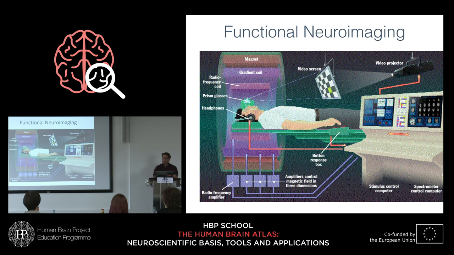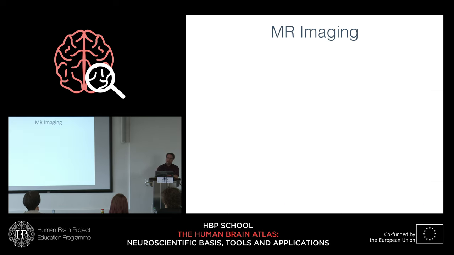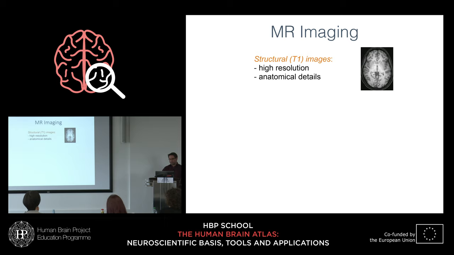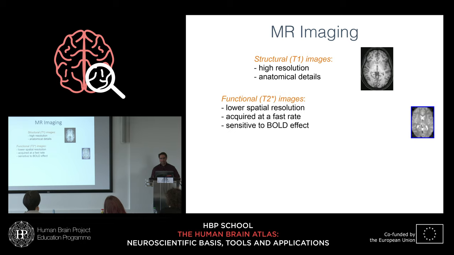Now let's look a little bit deeper at what actually happens. So what we usually do in MRI imaging, or what we can do, is to collect two sorts of images. One is structural MRI. It's usually T1 weighted, most often MPRAGE sequences. They have a high resolution and show anatomical details, but they can't tell you anything about brain function. And the other is functional images, usually T2 star weighted, most commonly EPI sequences. They have a fairly low spatial resolution. Standard on most, let's say, 3 Tesla scanners is something between 2 and 3 millimeter per voxel.